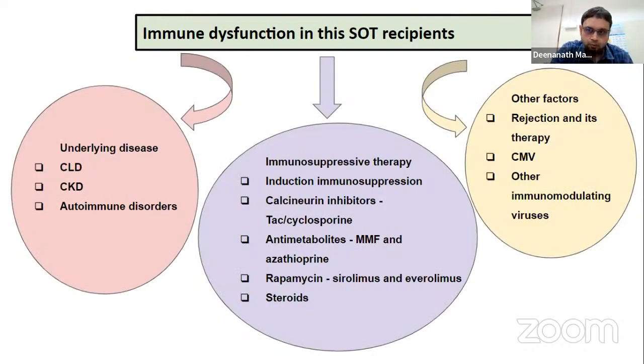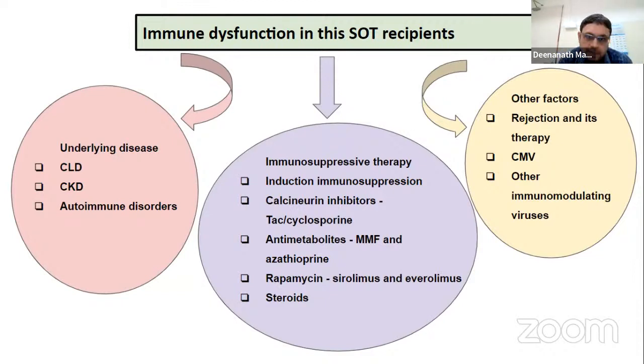Now, coming specifically to solid organ transplant recipients, there are a number of factors because of which they have immune dysfunction. The journey begins before the transplant. The transplant is just a time point in his entire journey. If you look at the underlying disease, definitely something like CLD, which is associated with complement dysfunction, neutrophil dysfunction, T cell dysfunction. So CLD, CKD, or autoimmune disorders, because of which patients become a transplant candidate, all these could be immunosuppressive conditions.